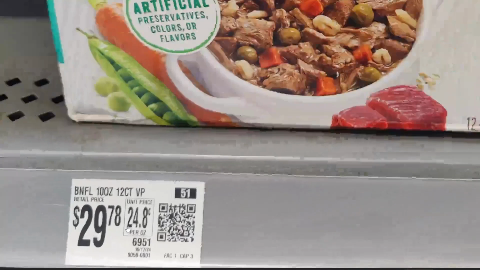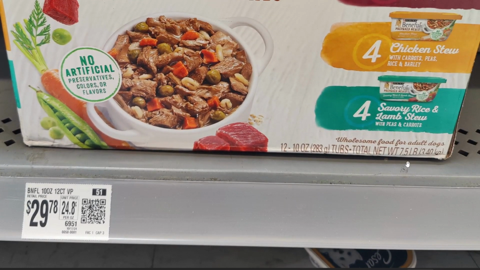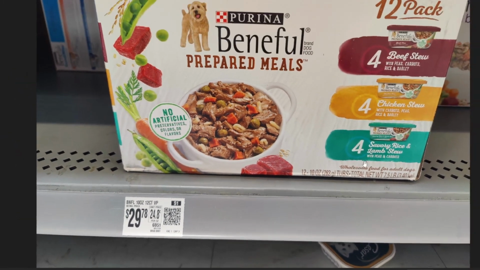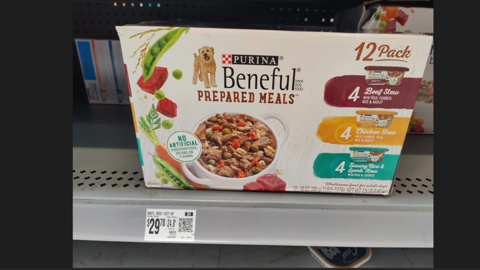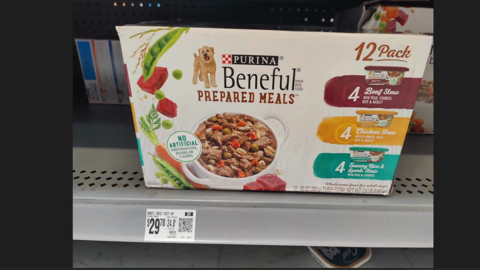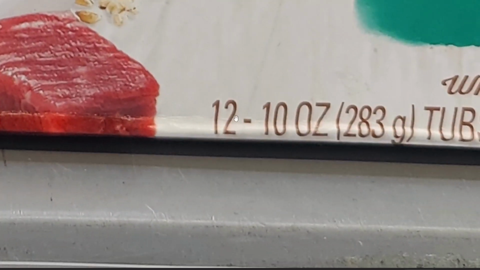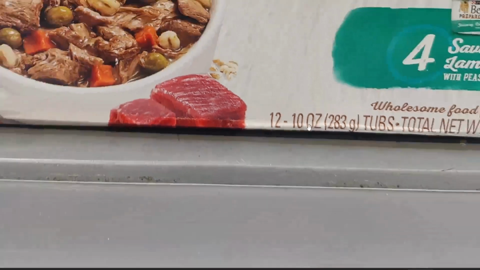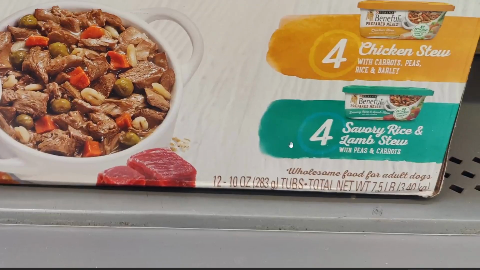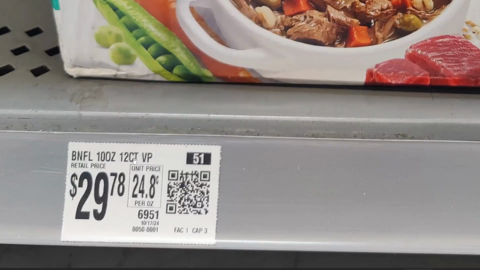This one's probably right, per ounce. How many do we get? 10 ounces each, so that's 120 ounces. So we get $29.78 divided by 120 ounces. I got that because there are a total of 12 of the 10 ounce tubs. A lot of times they should write 120 on here somewhere, but that's why you kind of have to do the math yourself.